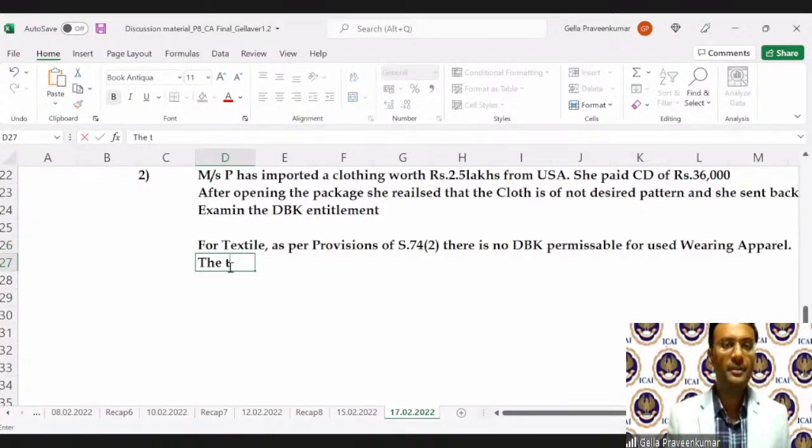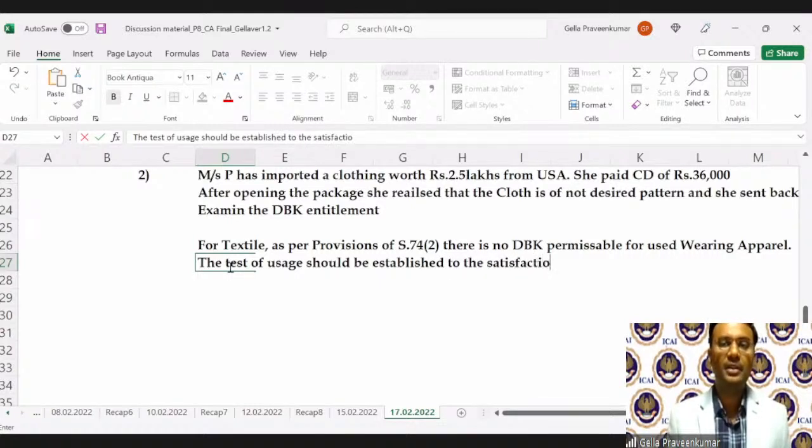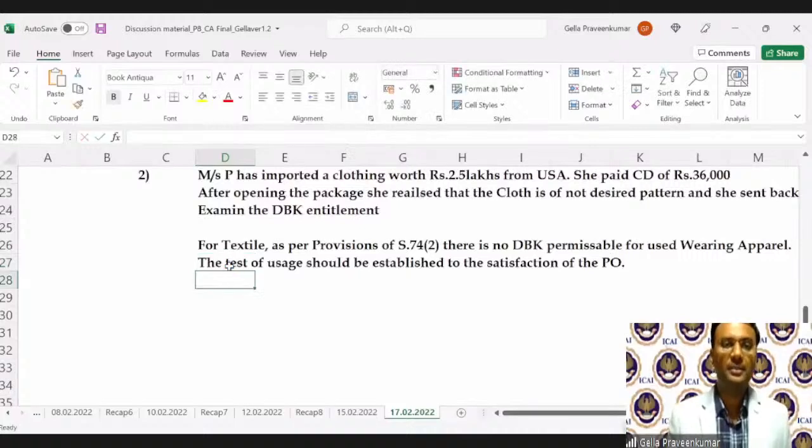The test of usage should be established to the satisfaction of the proper officer. Now, what if Mrs. P has put on the dress, took some pictures and then sent it back? We never know, right? We can argue that Mrs. P ordered a pink frock, but what she got is a blue frock, so what I have ordered and what I have received is completely different.